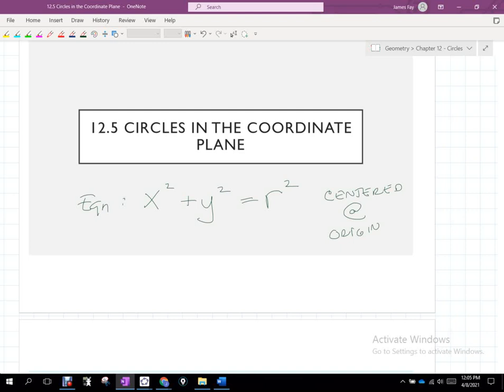Now, because we can take any single function, and it doesn't have to be a function, because a circle is not a function, we can take any single graph that we ever come across and move it left, right, up, and down. We can stretch it. They're called transformations, which we will talk about next week.